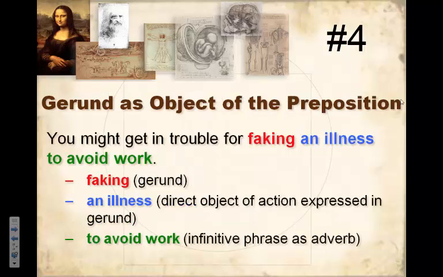Okay, and you can also have a gerund functioning as the object of the preposition. Here's an example. You might get in trouble for faking an illness to avoid work. Now, you would notice that for is a preposition, and the gerund is a noun. So, because a prepositional phrase consists of a preposition followed by a noun, which is the object of a preposition, this is how you would use a gerund as the object of a preposition. So faking is the gerund, and illness is a direct object, and to avoid work is an infinitive phrase, and all of those together make the gerund phrase, which is a noun, which in this case is functioning as the object of the preposition.